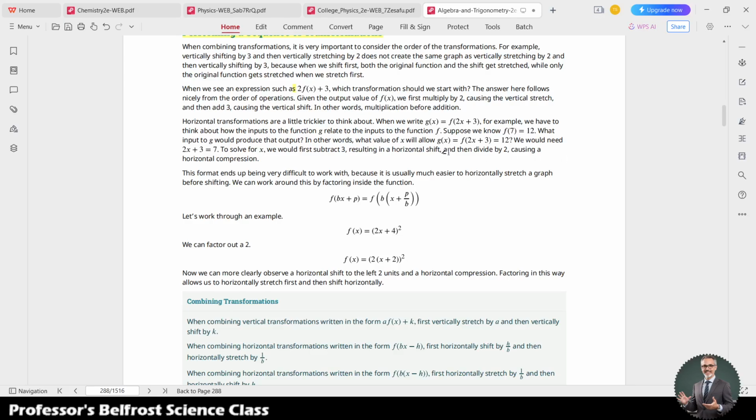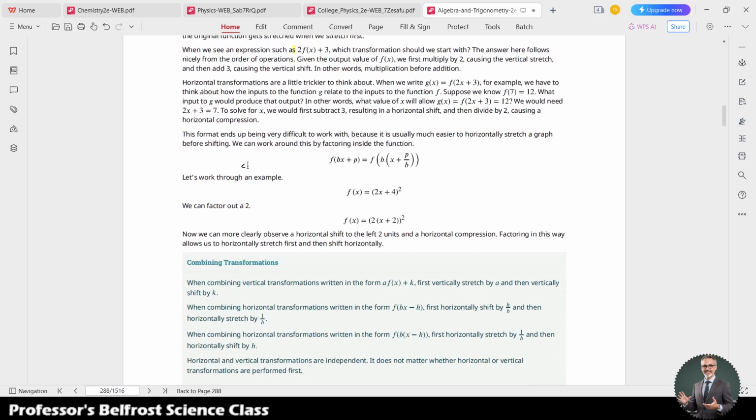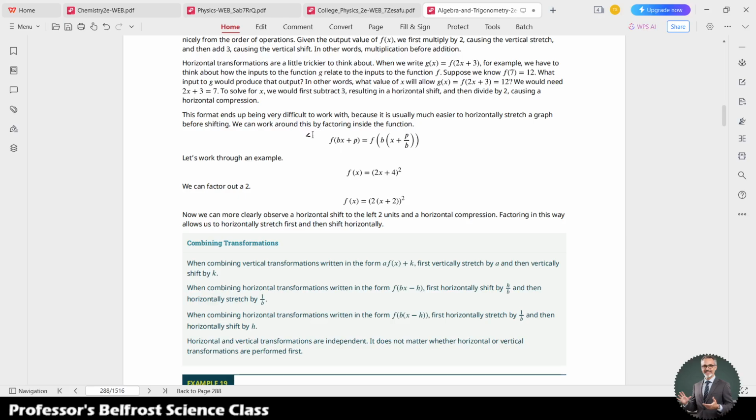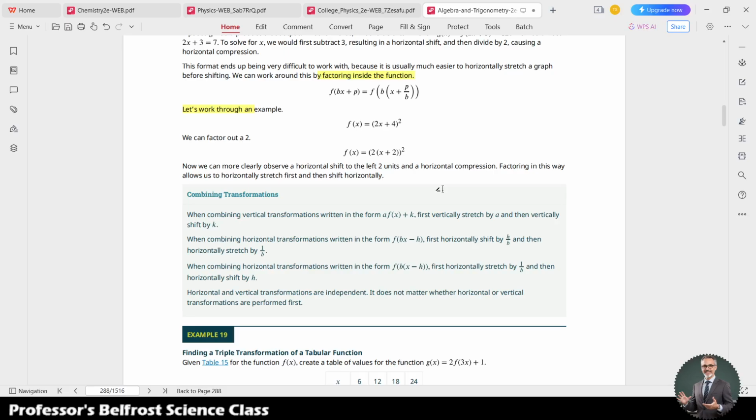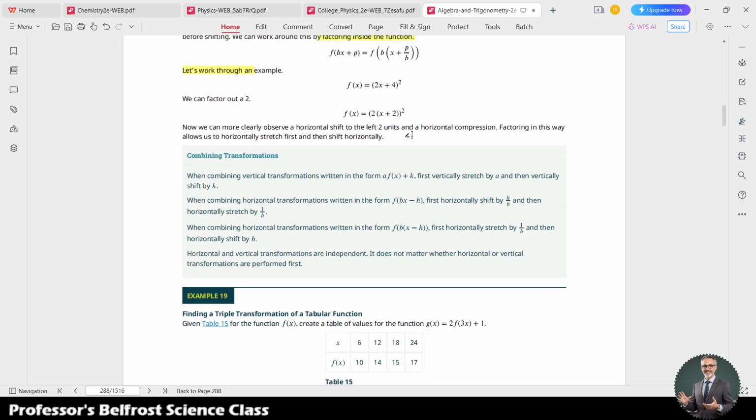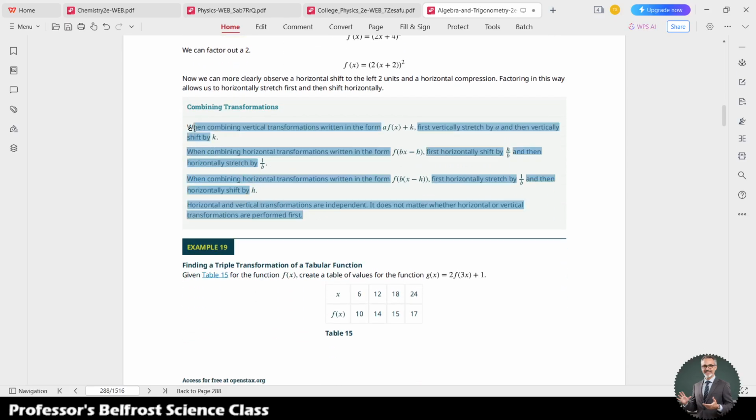It's a different way. So for example, we have it like this. We can factor it like this. Okay, so you observe a horizontal shift to the left 2 units. This is the inner part. And then we have a horizontal compression because we have a factor constant. Factoring this way allows us to horizontally stretch first and then shift horizontally. So this is the rule that you need to pay attention to.